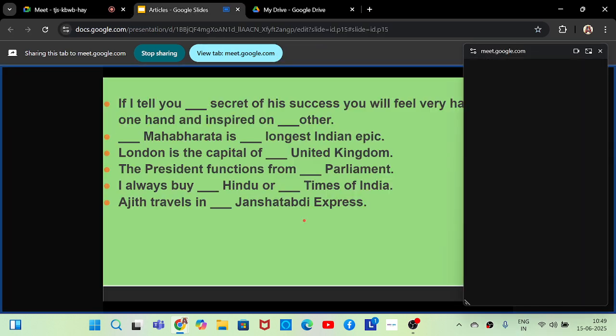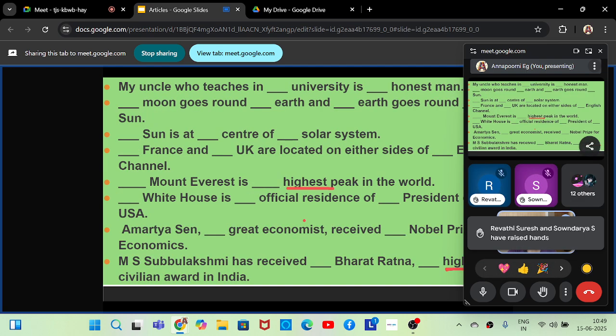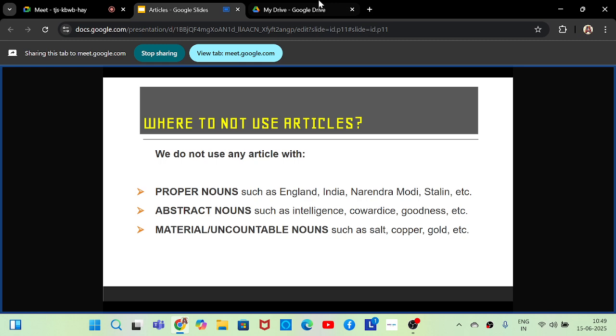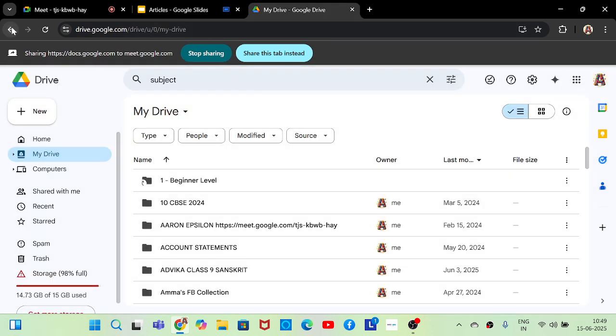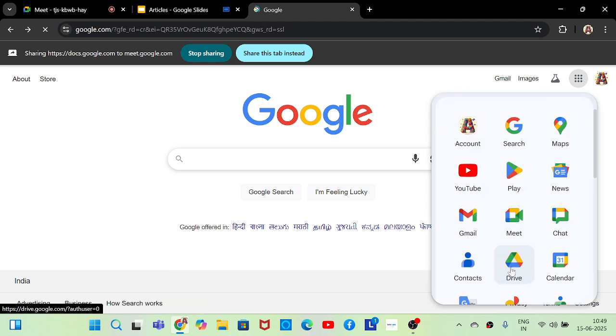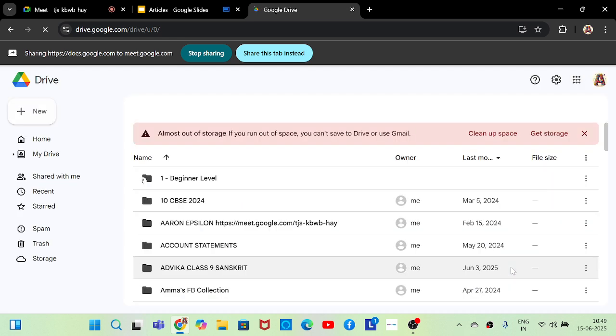Just keep in mind that articles are only three, but their use is very, very important. And also keep in mind that we should not use any articles with proper nouns, abstract nouns, and material nouns. Okay, so this is the basic thing. And any other doubts in articles? Do you have any doubts in articles? No, ma'am. Anybody? If you have, anybody can ask. If something in articles is not clear, you can ask me. We have 10 more minutes.